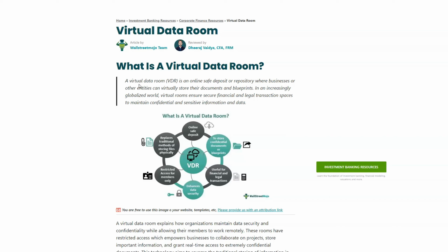Virtual data room. What is a virtual data room? A virtual data room (VDR) is an online safe deposit or repository where businesses and others can virtually store their documents and blueprints in an increasingly globalized world. Virtual data rooms ensure a secure financial and legal transmission space to maintain confidential and sensitive information and data.